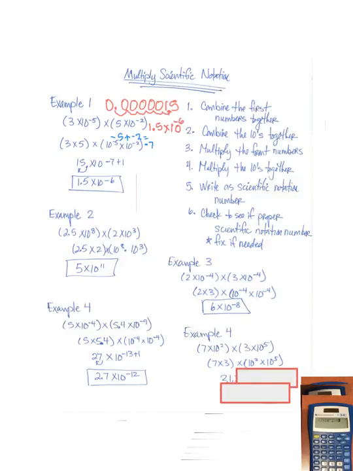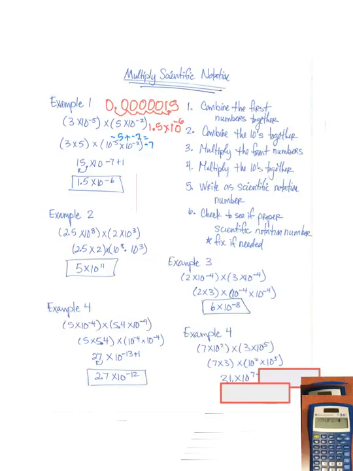And then we're going to do 10 to the second times 10 to the fifth. Again, we are going to combine those together, so we're adding those exponents. We're going to have 10 to the seventh. But if we look at the front number, this front number is 21. 21 is not a good scientific notation number. We have to go ahead and change it.